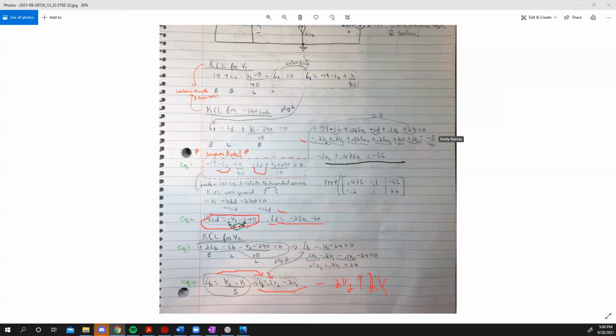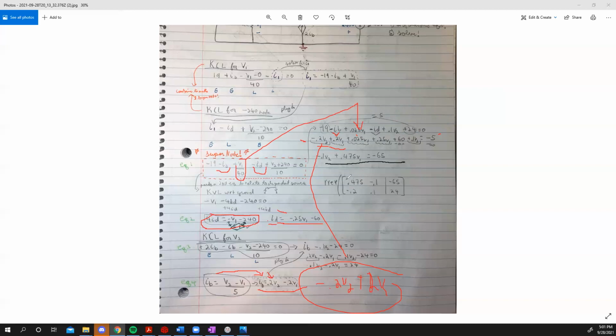And then this is what IB is, right? So it's -2, this goes right here, -2, and then minus 0.2 V2 plus 0.2 V1, right? That's the same. And then this carries down, so I don't need to do anything for that one, which is just 1/40. This is this one.